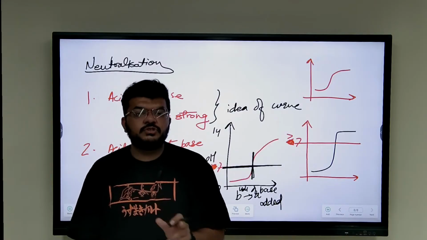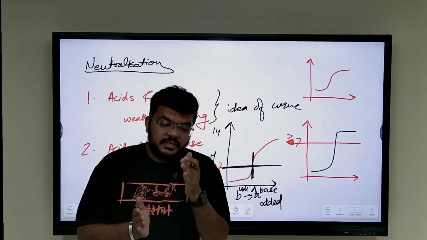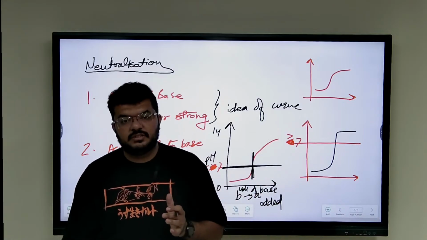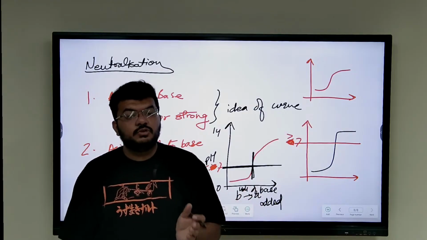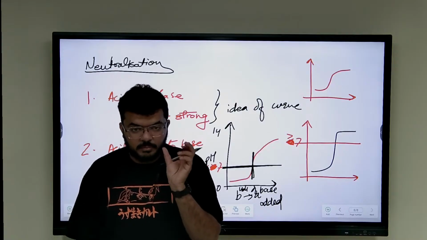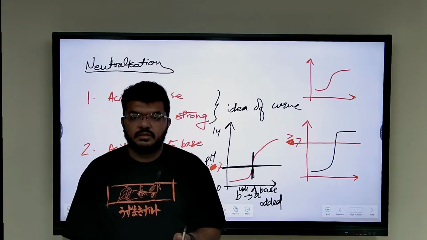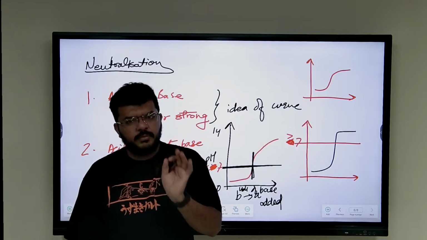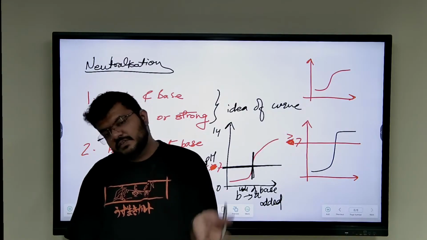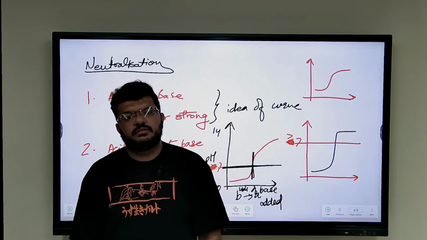You cannot use universal indicator as an indicator when there is a change in pH. You can only use it to find that pH. If you want to observe a sharp change, you have to use an indicator that has a single color, phenolphthalein, pink and colorless. So you know the exact endpoint, right? They will probably ask this in your paper 3. Or why are we using this indicator? To observe sharp change. Yes.